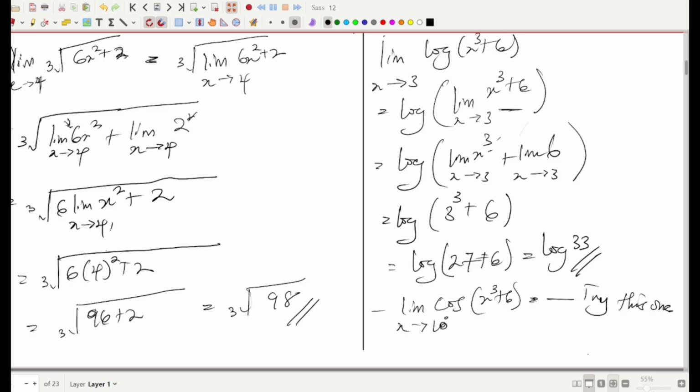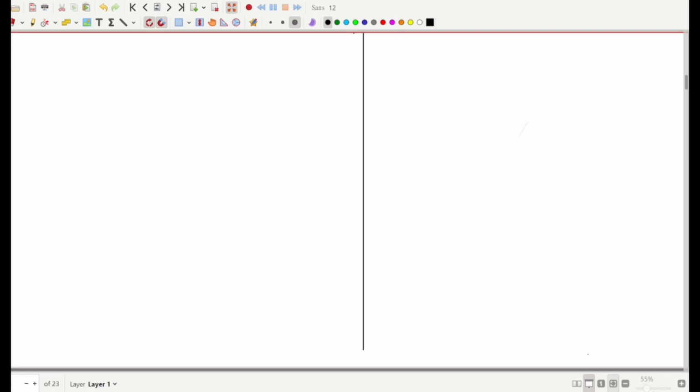Now we move on to the next concept to be understood. Let's talk about the limit of rational expressions or rational functions. A limit of rational functions.